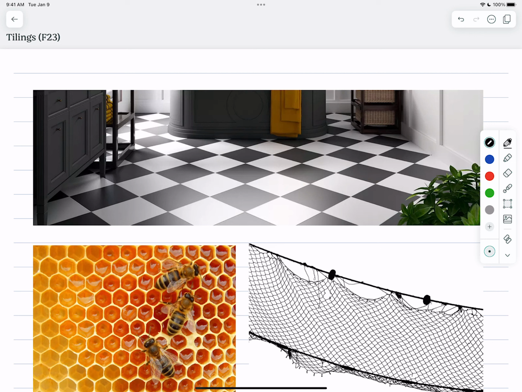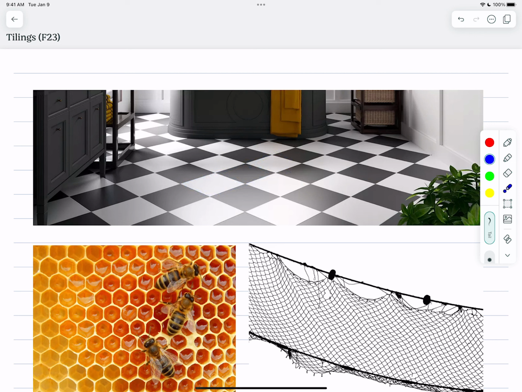So tilings are when you have a repeated pattern on a surface. One of the most common and well-known examples is a tiling of a kitchen floor. Here the repeated pattern is squares going over and over, and they cover the entire floor.